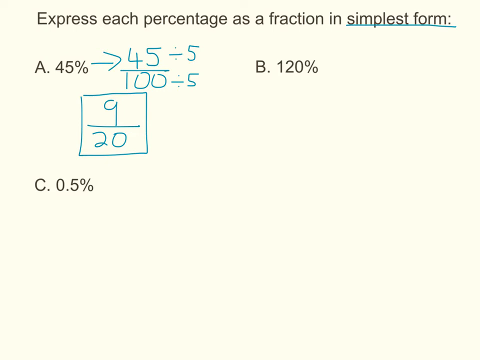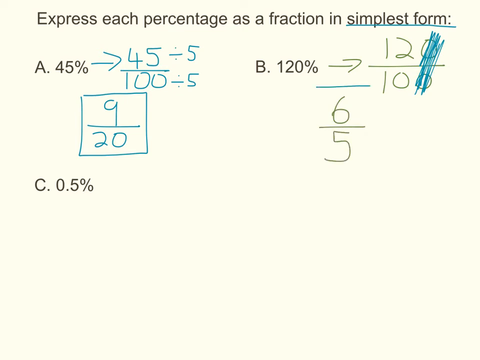What about 120%? Don't be put off by the fact that it's greater than 100%. Remember that all percent means is over 100. So 120% is 120 over 100. Well, right off the bat, I can see that I can cross off these zeros. So I'm starting with 12 over 10. I know that I can divide those by 2, so I'll get 6 over 5.